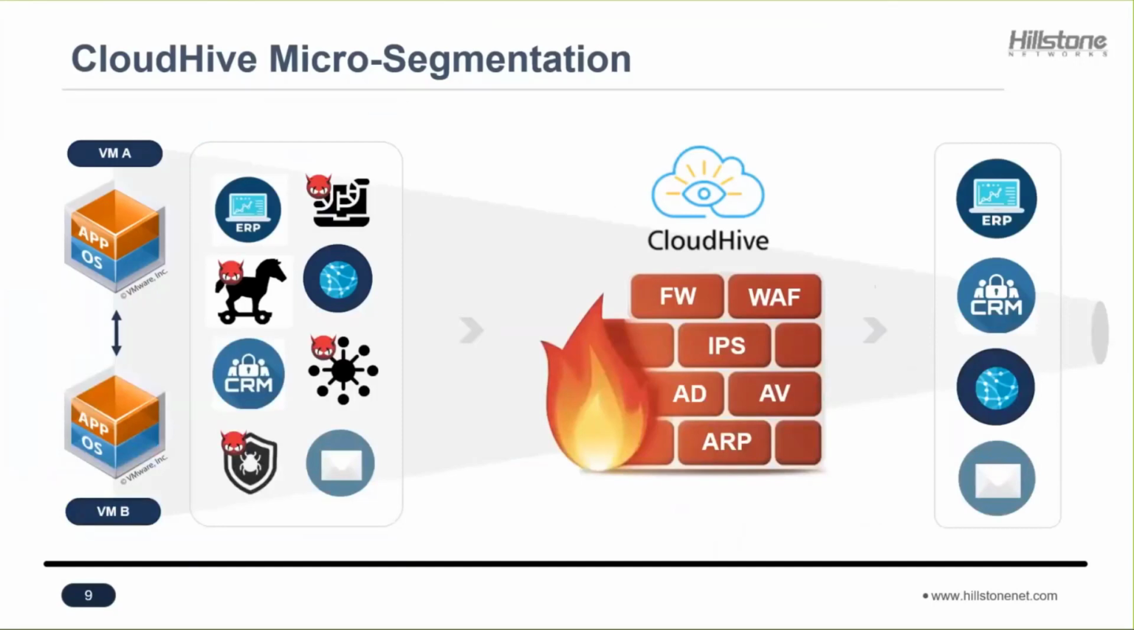CloudHive also supports application security. So there is firewall functionality, WAF functionality, IPS, active attack defense, antivirus, etc. Those are the security functions available to you. You can apply those security functions to policies between groups of VMs or between VMs, and be able to filter out the bad traffic.